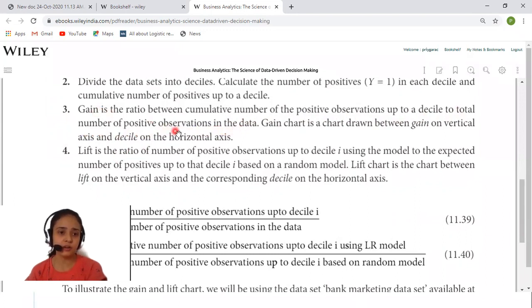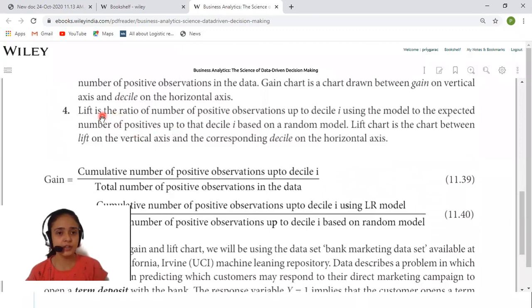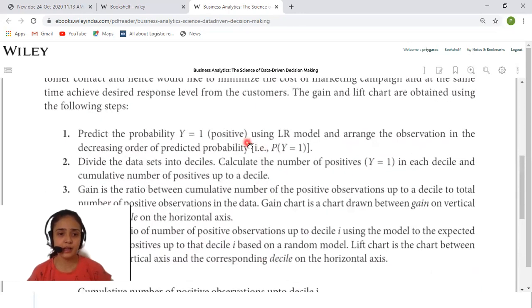So this is what is called the gain. And what is lift? Lift is the ratio of the number of positive observations up to decile I using the model to the expected number of positive observations up to that decile I based on the random model. So like this, you can write the steps for the gain and lift chart.